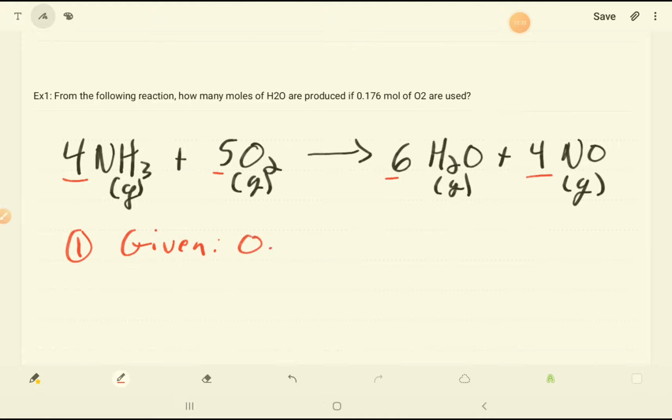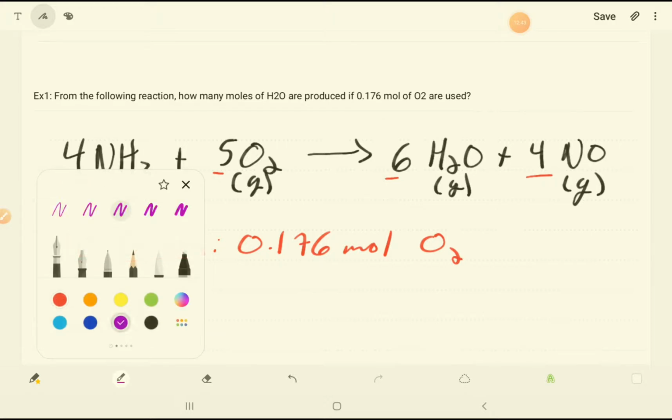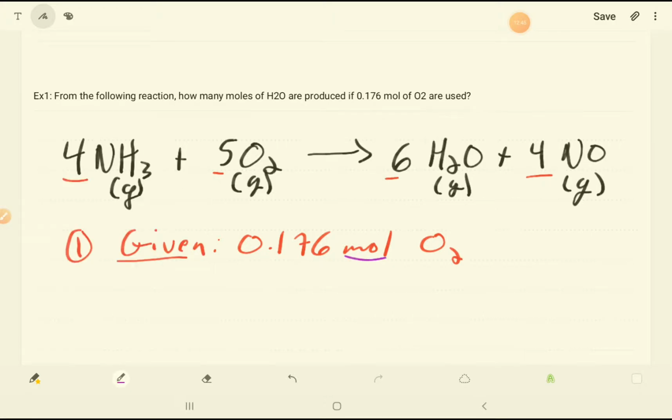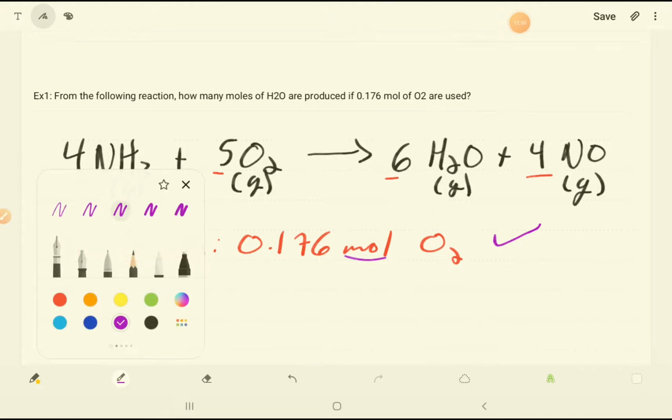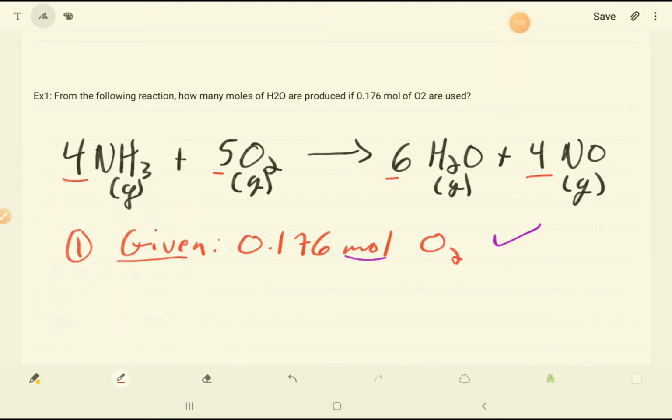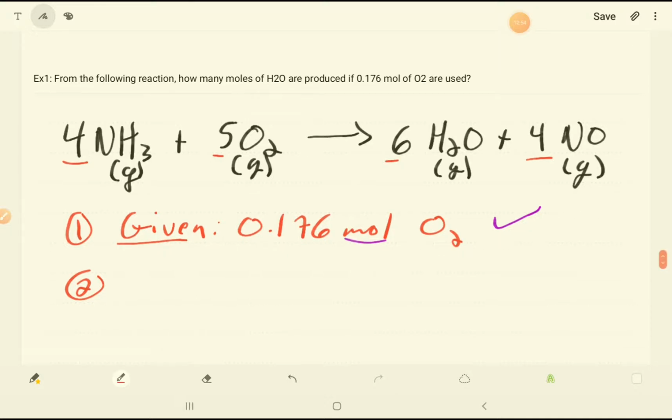That would be the 0.176 mole of O2. Now, we don't need to convert this to moles because, as we can see here, it's already in moles. So the first step is going to be done. Now the second step, which is probably the most important part, says to use the stoichiometry formula in order to find the required.